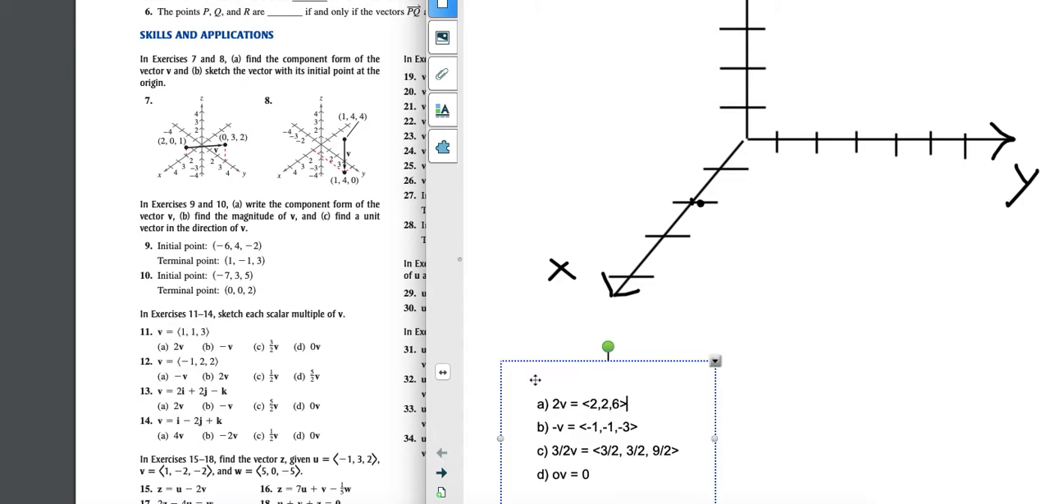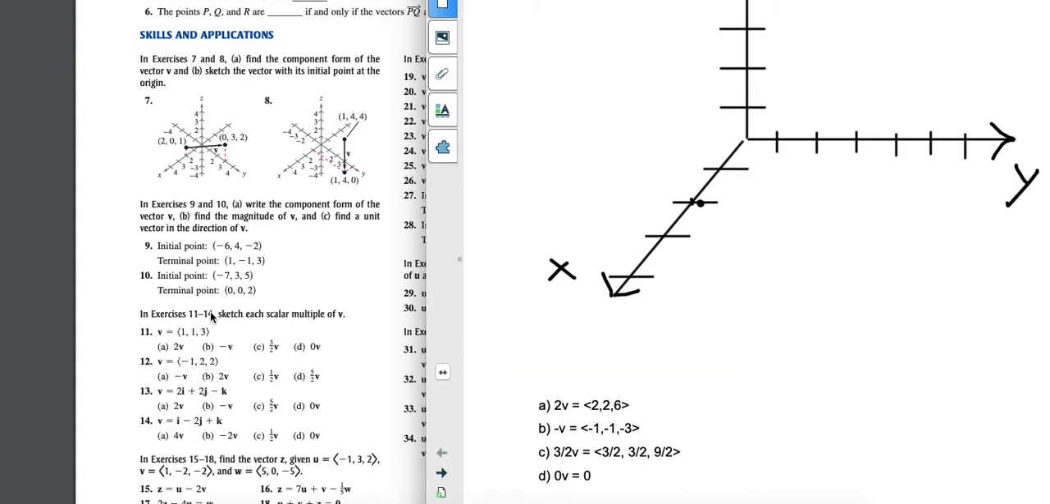Okay, second vector is negative v: negative 1, negative 1, negative 3. The third vector is 3 halves of v, so it'd be 3 halves, 3 halves, 9 halves, because 3 times 3 halves would be 9. And the last one is 0 v, or just 0, the vector is 0, so that's just going to be a dot here.